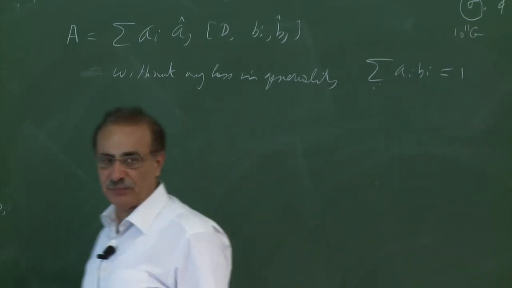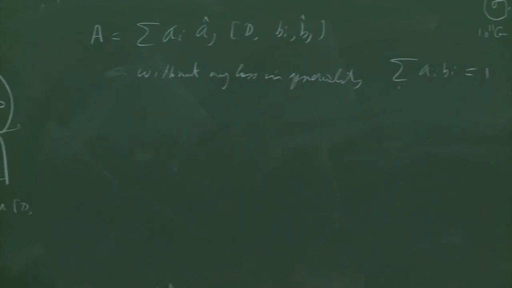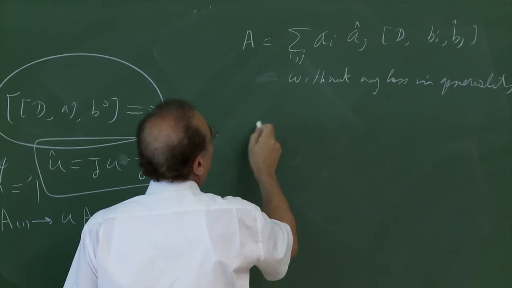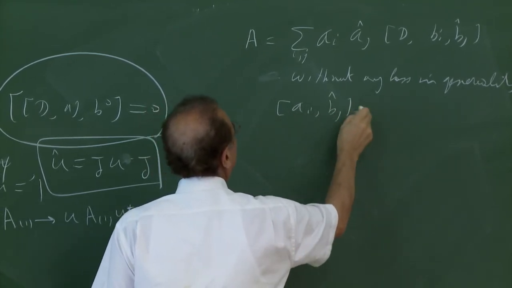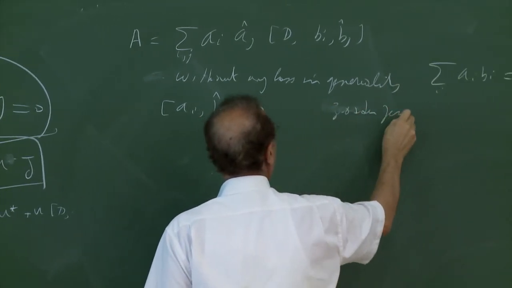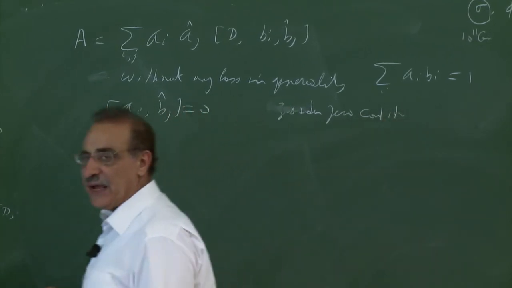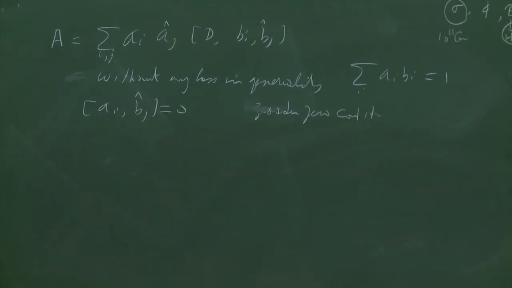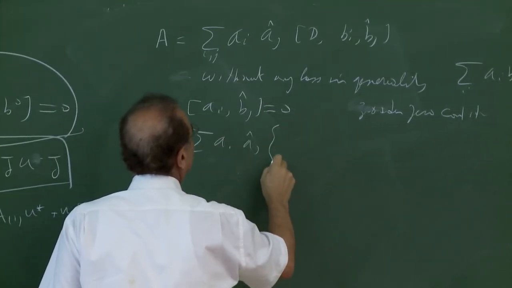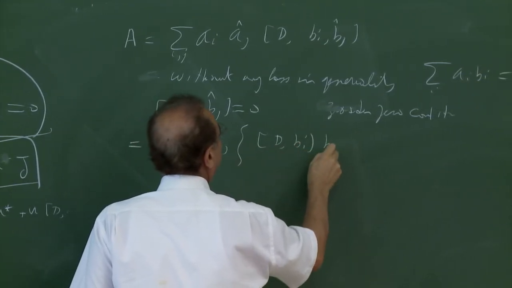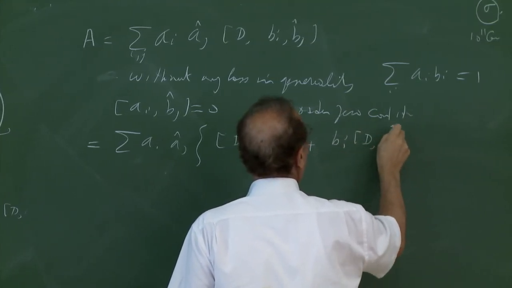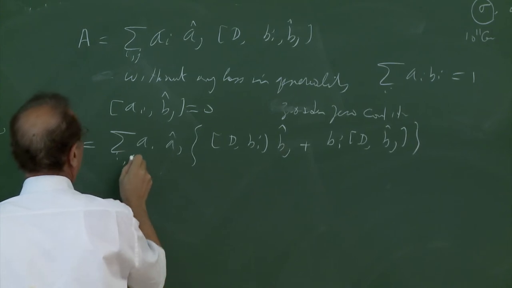Why? Because you can always increase your set by one element, so that this is satisfied. And here, summation on i and j. Now, remember a_i b_j hat is equal to 0. This was the order zero condition, which implies that left and right actions commute with each other. Now, if we try to compute this object, we discover the following: you have a_i a_j hat, and then I'm going to get d b_i b_j hat plus b_i d b hat, summation on i and j.